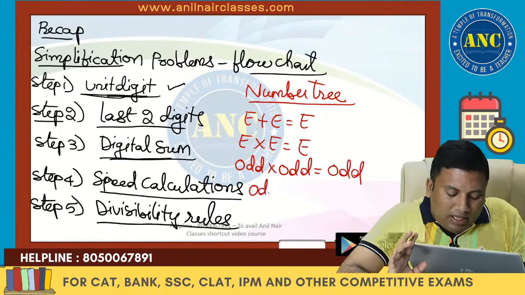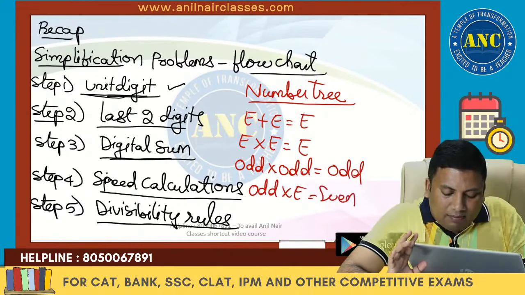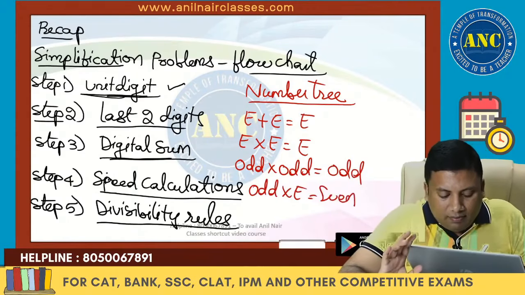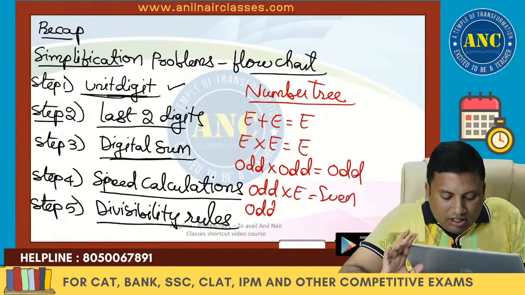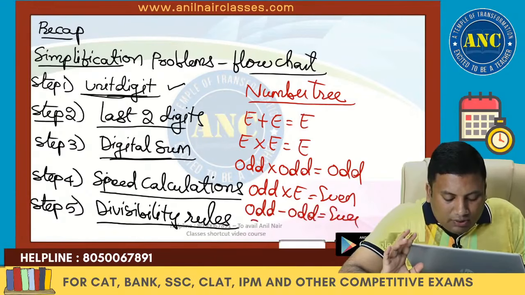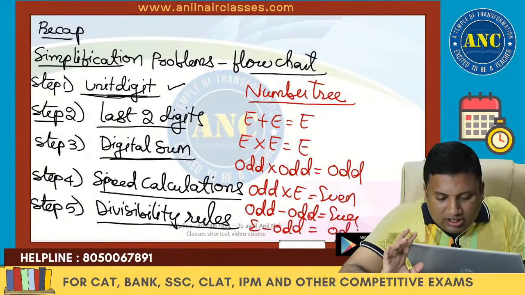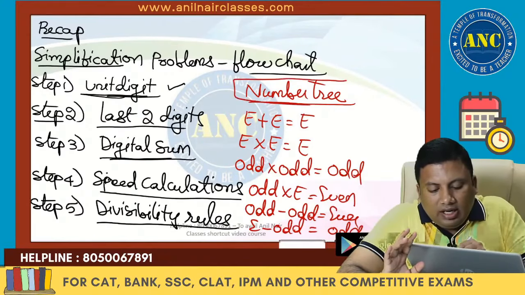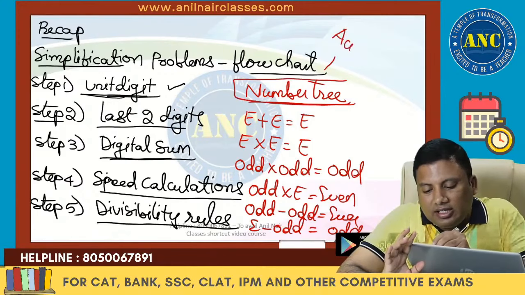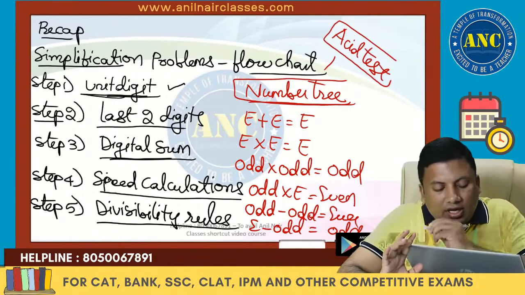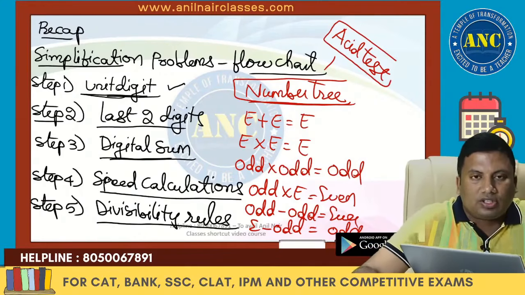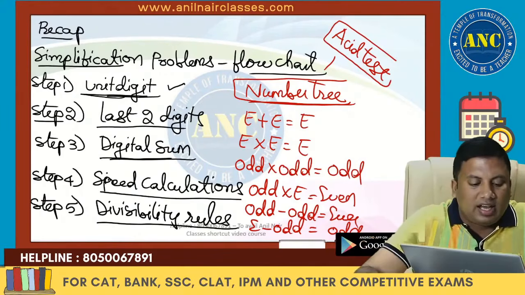If you multiply any number with an even number, the answer will be an even number. Odd minus odd is an even number. It is not just about knowing the concept, you should know when to apply this concept. Even minus odd is odd. The number tree is the first acid test that you will perform before solving any of the problems which involve huge calculations. Number tree is an acid test.